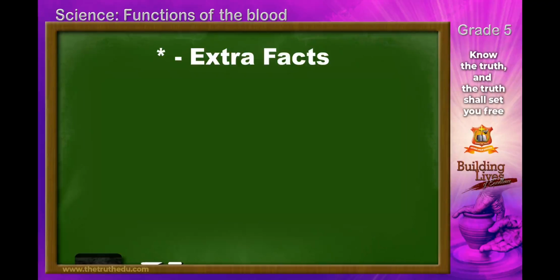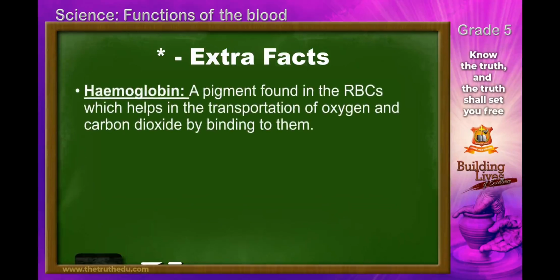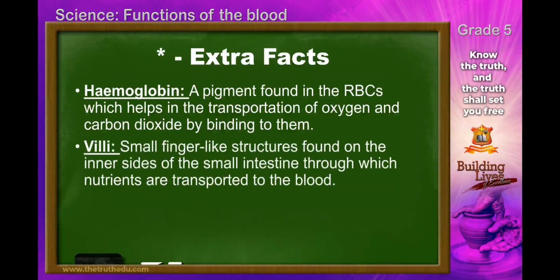Then we'll look at some extra facts about villi and hemoglobin. So hemoglobin is a pigment found in the RBCs, red blood cells, which helps in the transportation of oxygen and carbon dioxide by binding to them. Binding means that they mix together to form a compound, so that it becomes easier for the RBCs to carry the material. Now villi are small finger-like structures found on the inner wall of the small intestine, through which nutrients are transported to the blood.